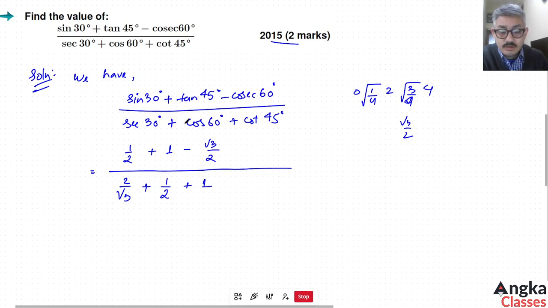So cosec 60 is the opposite of sin 60. Sin 60 is root 3 by 2. So cosec 60 is 2 by root 3. Okay, 2 by root 3.